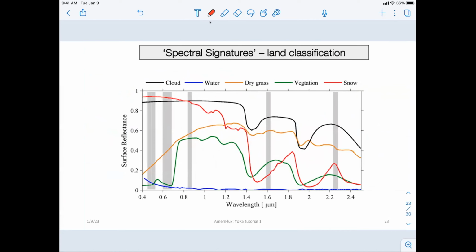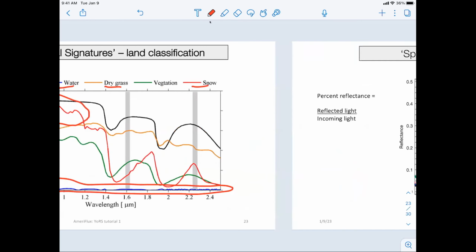So all of this to say, what we can ultimately do with all this information is use what are called spectral signatures, where different components of the land surface all have different spectral signatures, and we can begin to differentiate between things like cloud, water, different states of vegetation, and snow in this context. You can see water is highly absorptive across the entire spectrum, and snow is highly reflective because it's white in the visible and near-infrared.